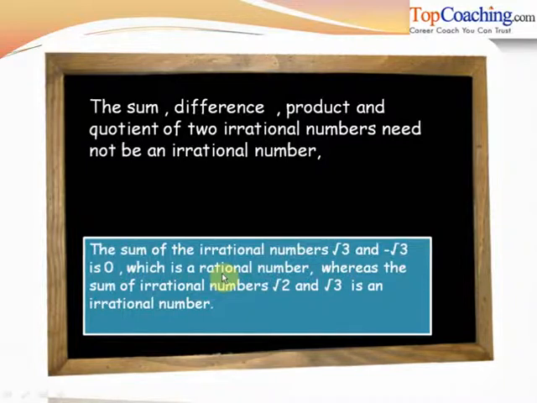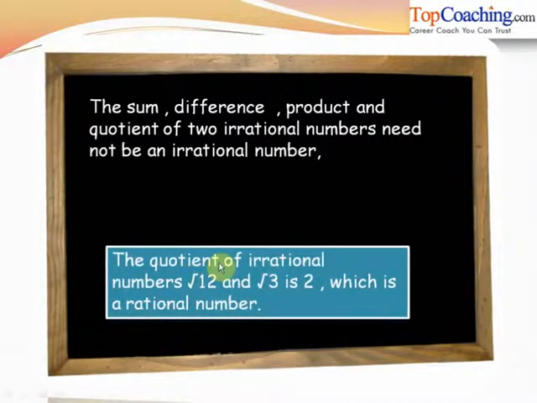We cannot tell for sure whether, if we add, subtract, multiply or divide two irrational numbers, what we will get is a rational number or an irrational number. It actually depends on the two irrational numbers. Similarly, if we take the quotient of irrational numbers root 12 and root 3, what we get is 2, because root 12 by root 3 is equal to root 4, which is equal to 2, and thus the quotient of irrational numbers root 12 and root 3 is a rational number. So this is the reason we cannot say for sure that the sum, difference, product and quotient of two irrational numbers will be an irrational number. It actually depends on the value of the two irrational numbers.